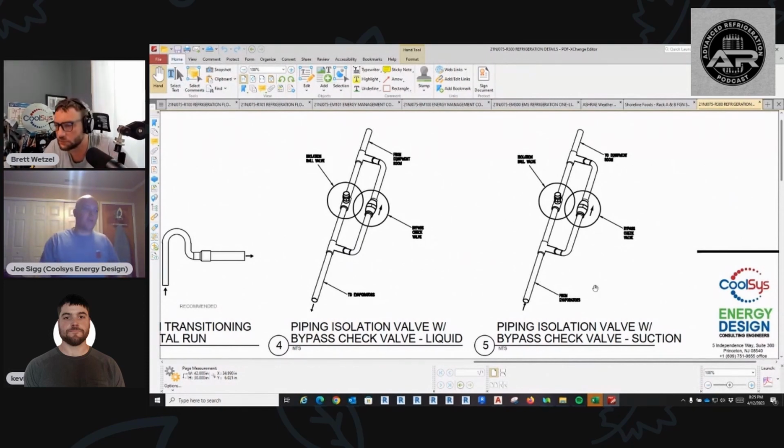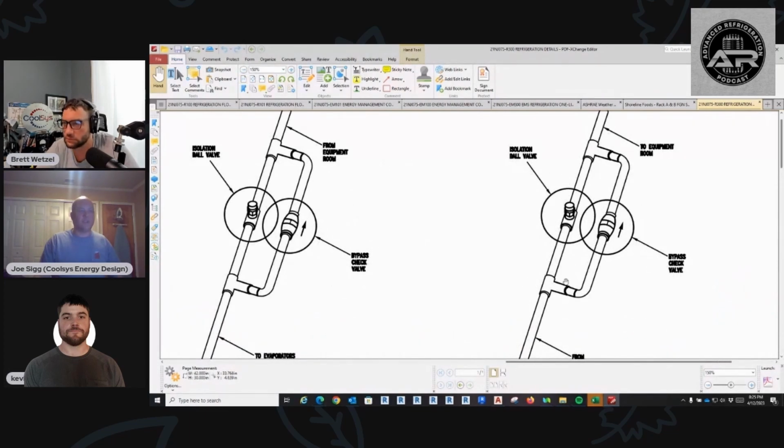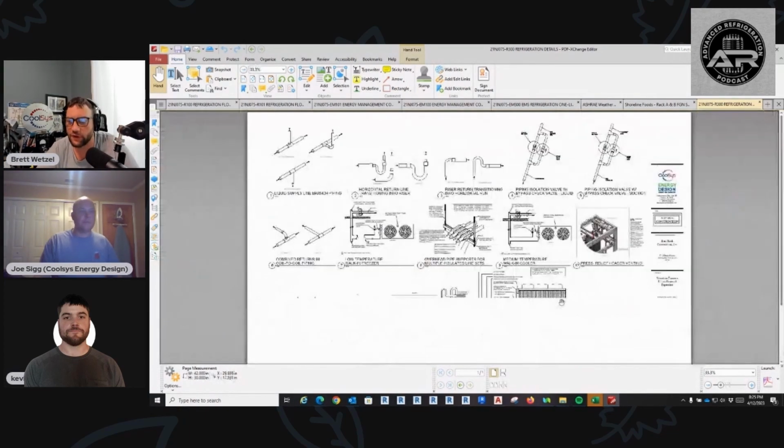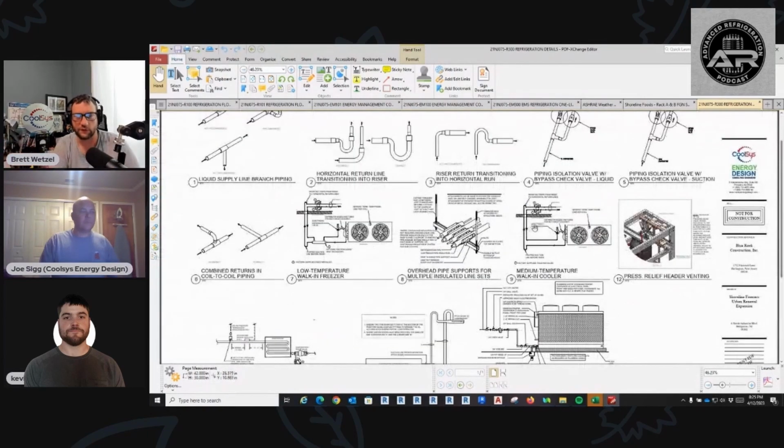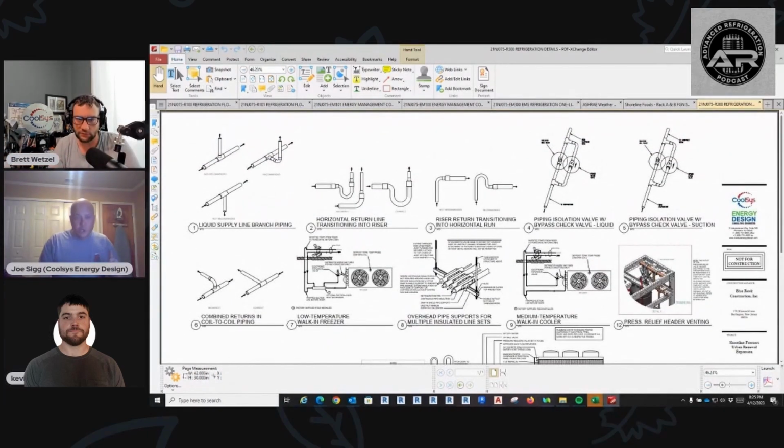Got it. Yeah, you can see here from our detail sheet, we only show piping installation bypass check valves for anything that isolates. These are specifically for isolation ball valves. Do you guys trust the internal check valves that they have out there? We do, and we allow the contractors to use them if they so choose. We don't have a problem with that. We know that they're way more expensive than a check valve and an isolation ball valve.